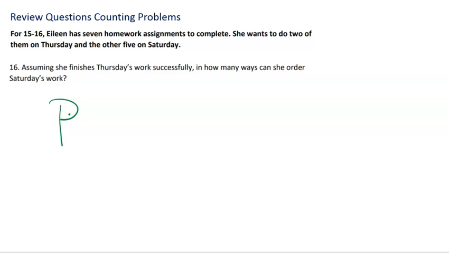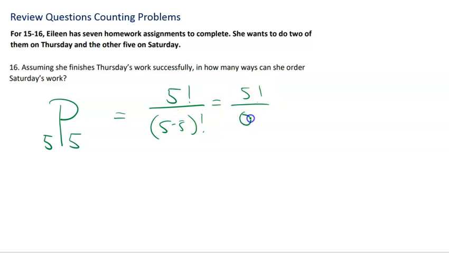All right. And earlier we did 7 choose 2 because on Thursday she has 2. So why not 7 choose 5? Well, we've already done Thursday's work, right? So we don't have 7 assignments anymore. We only have 5 assignments to choose from, and we've got to do all 5 of them on Saturday. So this is the permutation of 5 choose 5. If I use that formula, that's 5 factorial divided by 5 minus 5 factorial, which is 5 factorial over 0 factorial. We know 0 factorial is 1.